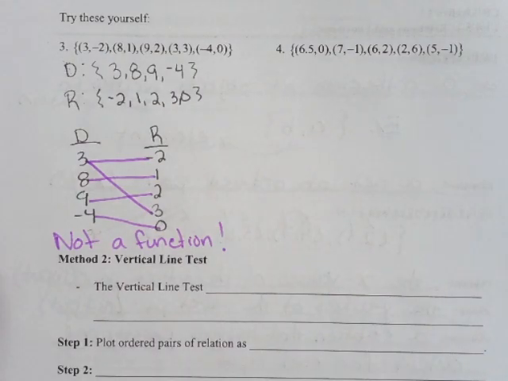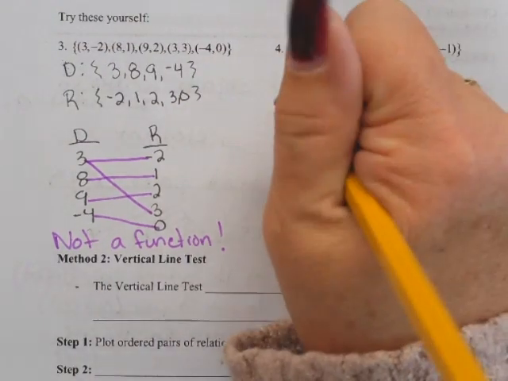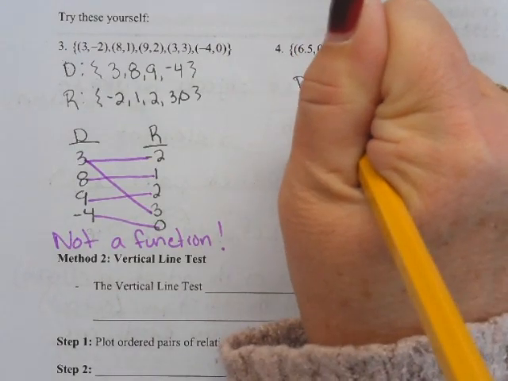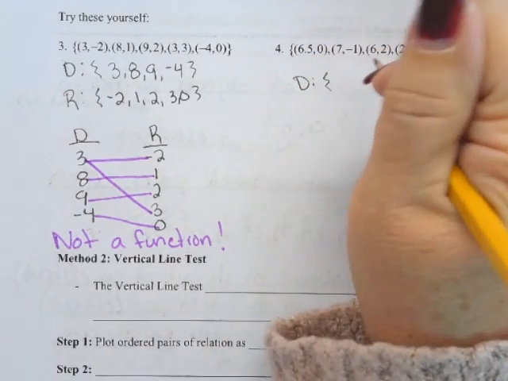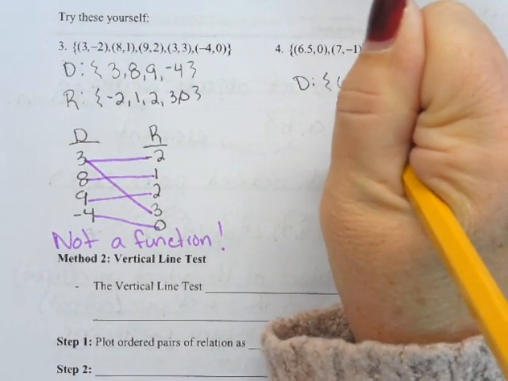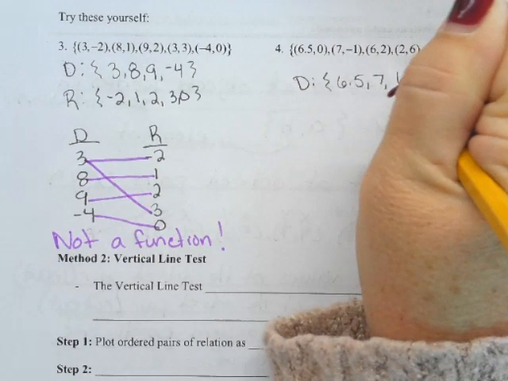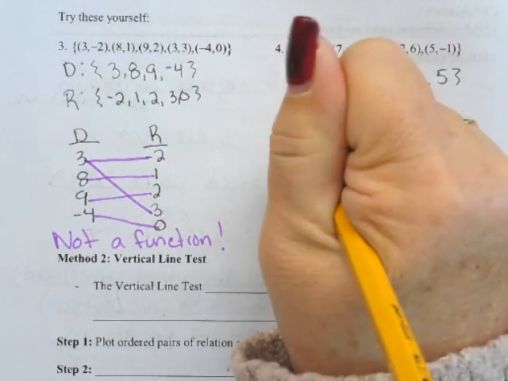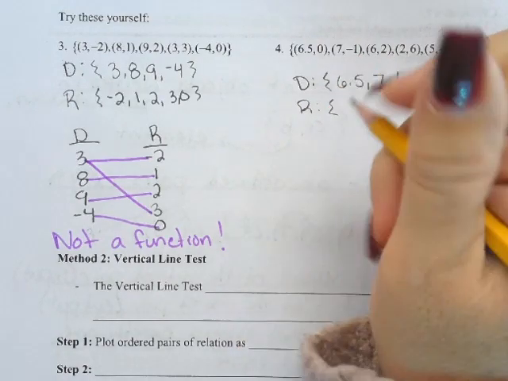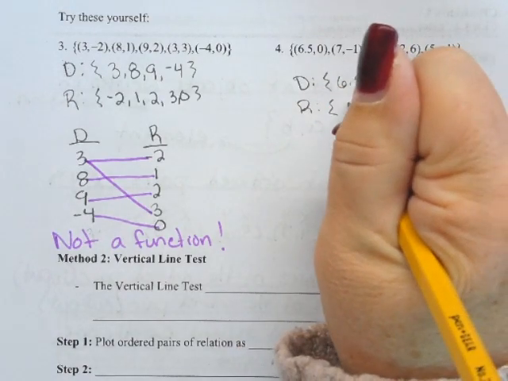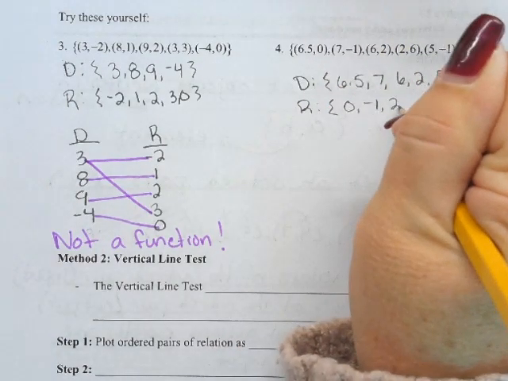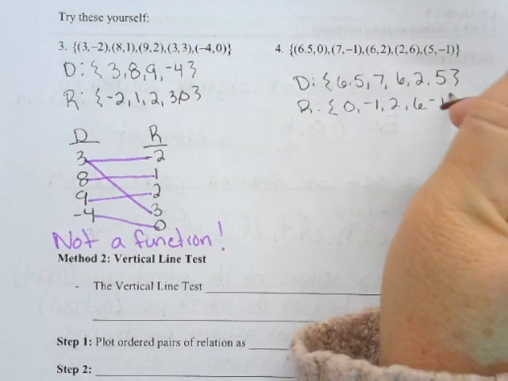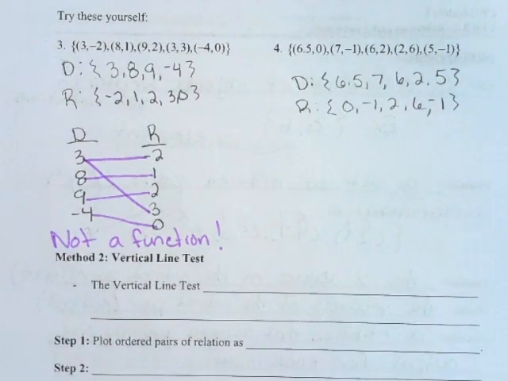What did we get for number 4? All right, let's check it out. So my domain values are what? 6, 5, 7, 6, 5. My range: 0, -1, 2, 6, -1.